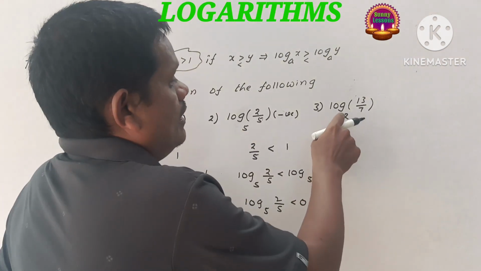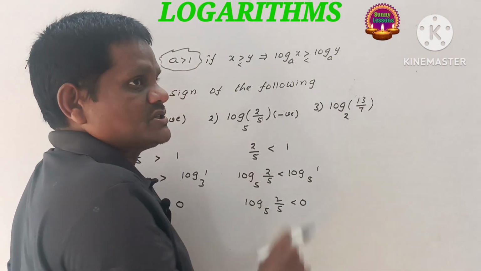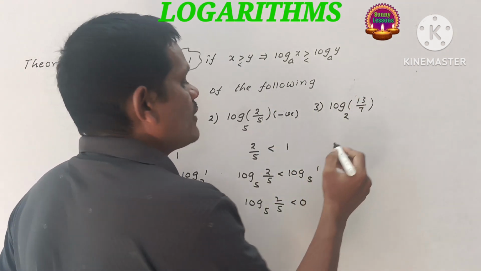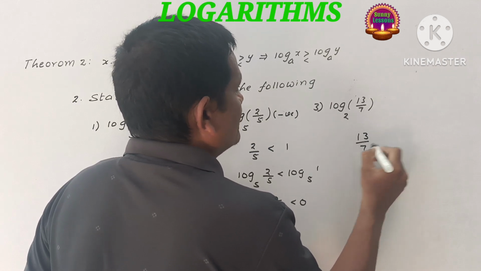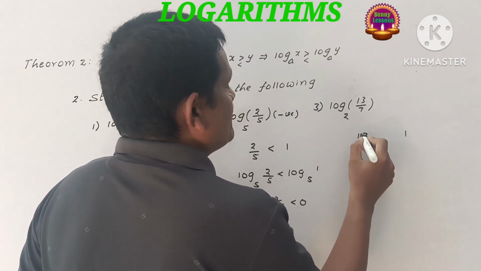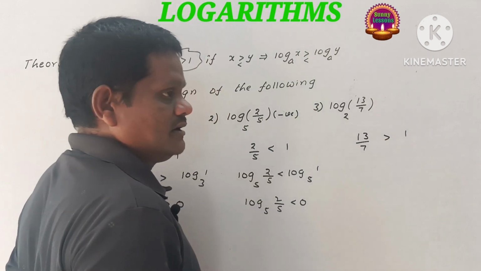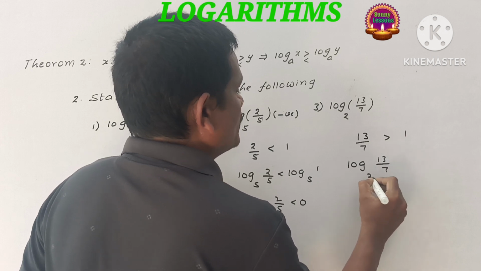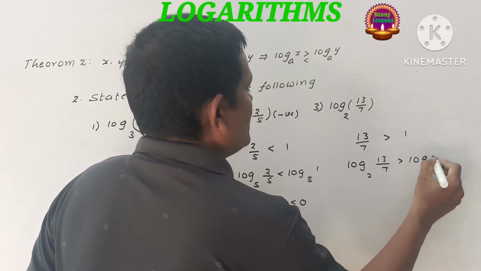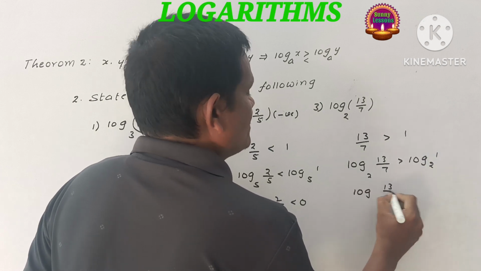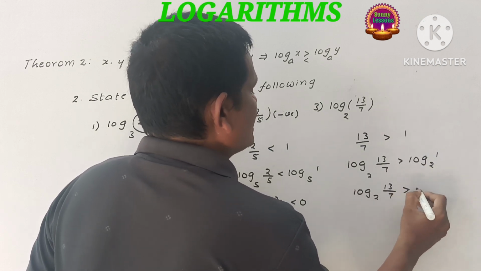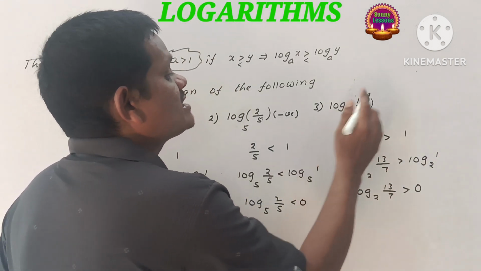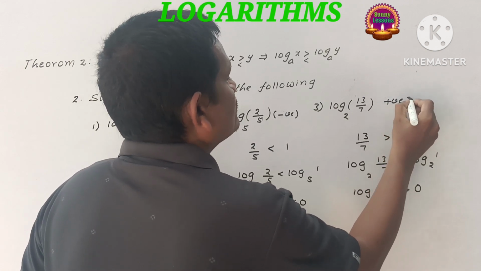Next one, log 13/7 base 2. Find the sign of log 13/7 base 2. In this case, we have to compare 13/7 with 1. So here 13/7 is greater than 1. So apply log on both sides. Log 13/7 base 2 is greater than log 1 base 2, which is 0. So log 13/7 base 2 is positive.